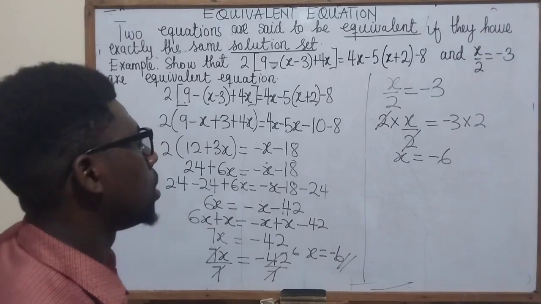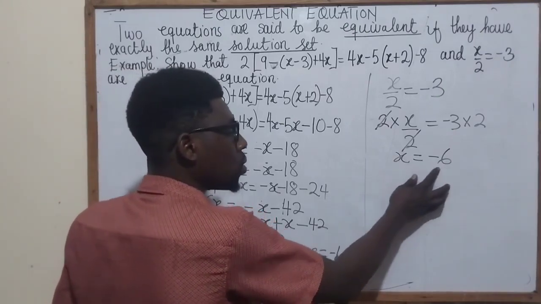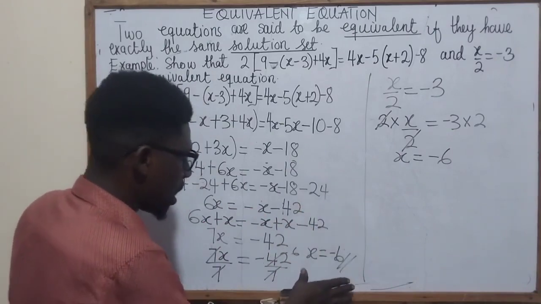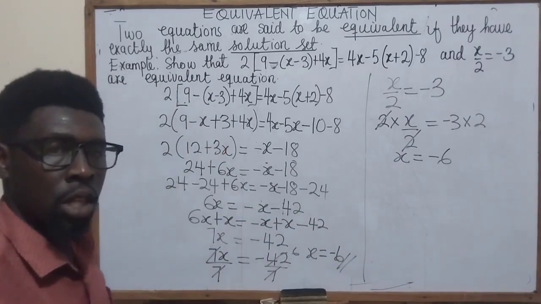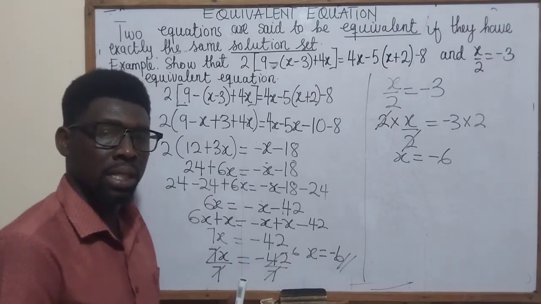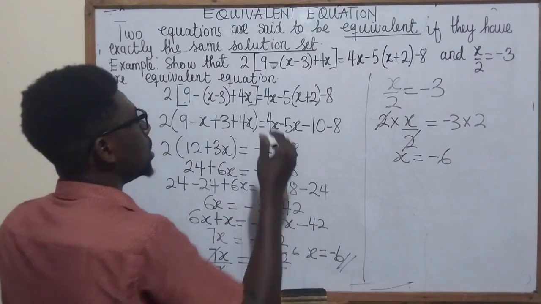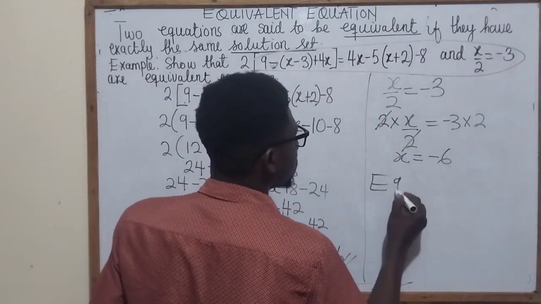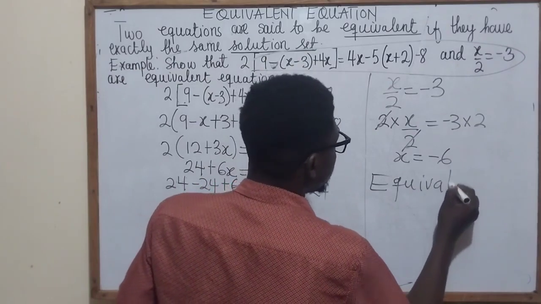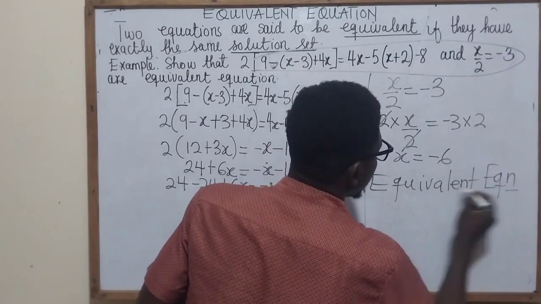So here I have my solution set as x equals negative 6. And here also my solution set is giving me negative 6. If you compare these two solution sets, you realize that they are exactly the same. Hence, these two equations are equivalent equations.